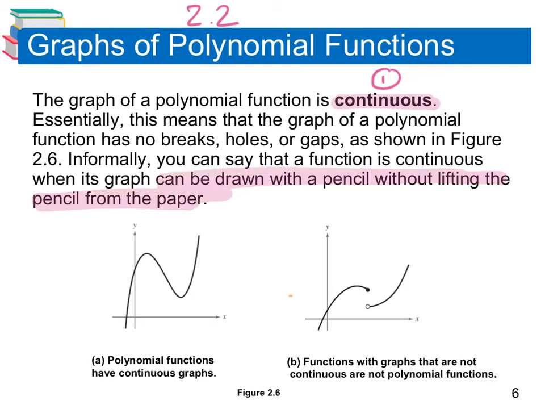So here we see our first example on the left. This would be continuous because you would just draw the graph. You never pick your pencil up. For the second one, this is not continuous because we would have to pick our pencil up to draw it. So this is not continuous.